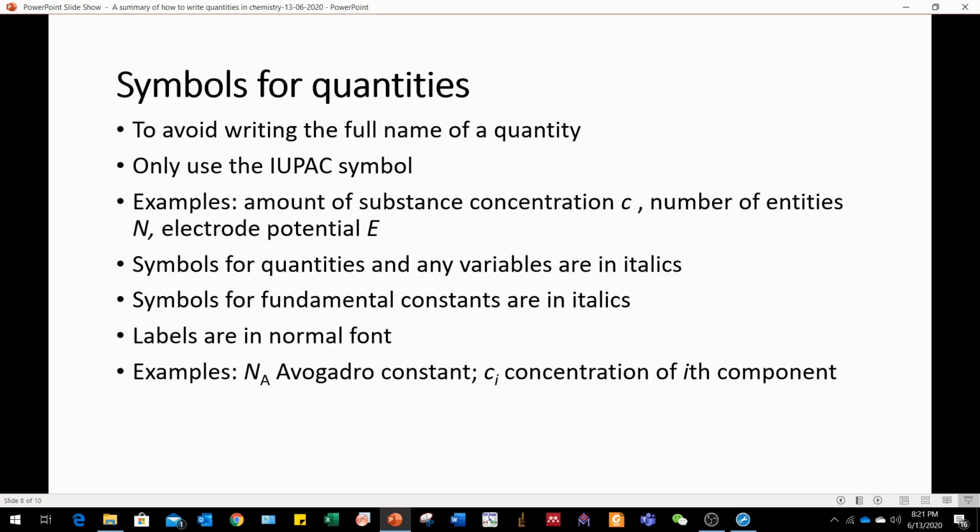Symbols for quantities and any other variables must be written in italics, and symbols for fundamental constants are also written in italics, and you can label them in normal font. Here we have some examples of symbols. Capital N A is the symbol for the Avogadro constant, and c i is the concentration of the ith component.